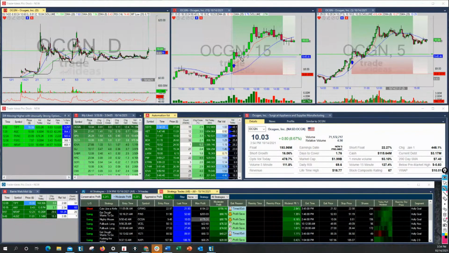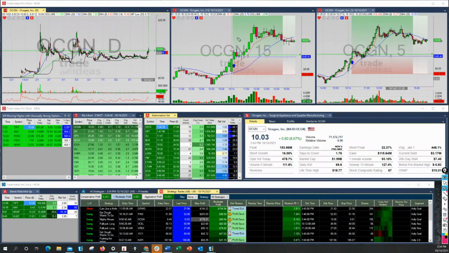I made the break there. Holly decided to get in the action a candle after I did. And it's pretty textbook here. We make a range, and that range is broken to the upside, versus the other AI alert we just covered where the range was broken to the downside instead.